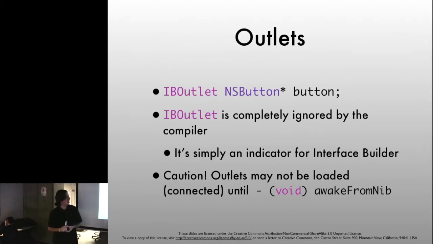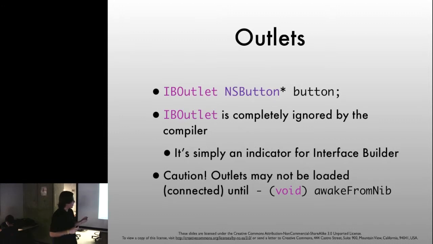So an outlet is really simple. You just declare usually an instance variable or a property. You just add the IBOutlet keyword in front of it. It's actually not defined to be anything by the compiler. It just gets defined away. But it's a flag that Interface Builder checks for to see if there are any user interface elements that can be linked to from the Interface Builder document.